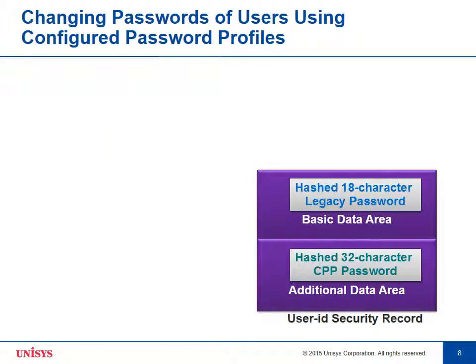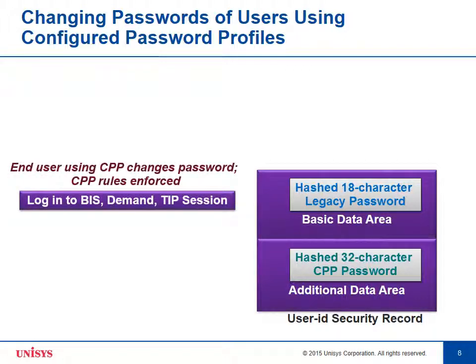The user ID security record includes a basic data area that includes the hashed 18-character legacy password, along with whatever other variations you've specified need to be saved for the password. The additional data area, which can hold up to 32 characters of password hashed, is for the configured password profiles use. When the user logs into BIS, demand, or TIP session control, the end user's current password is validated, and then when the user changes the password, the configured password profiles rules are enforced by AM19.